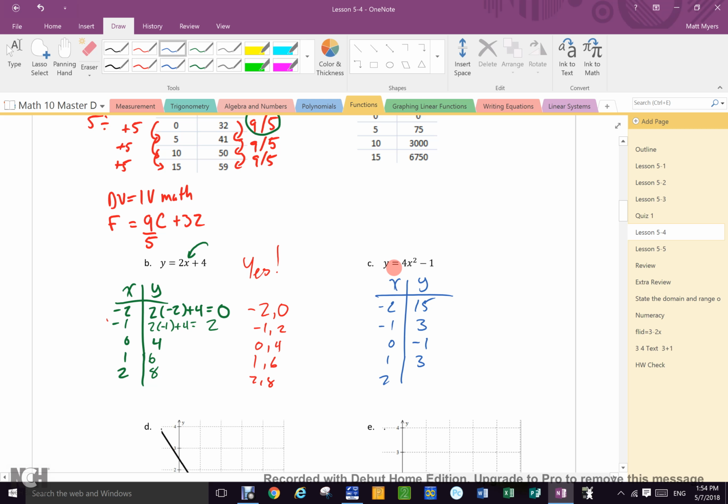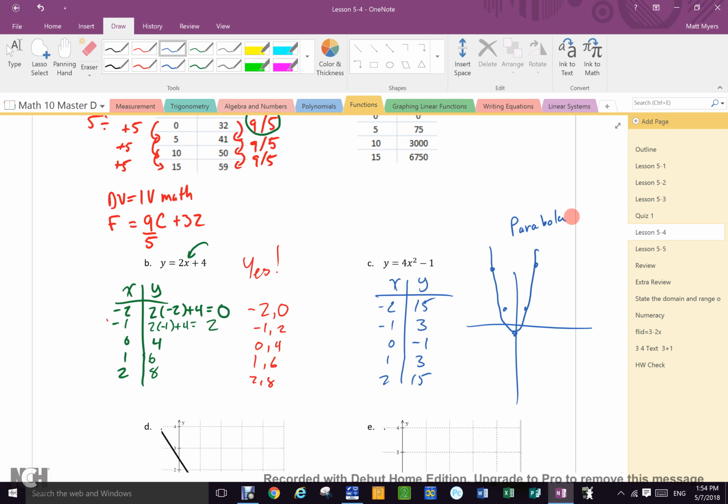4 times 4? 16 minus 1? 15. What's happening? It's a relation, it's a function, but is it linear? No, because what would it look like on a graph? At -2, I'm way up here at 15. At -1, I'm way over here at 3. At 0, I'm down at -1. And then all of a sudden, it reverses. It's not a V, it's actually a U. It's called a parabola. You're going to learn crap tons about them next year.